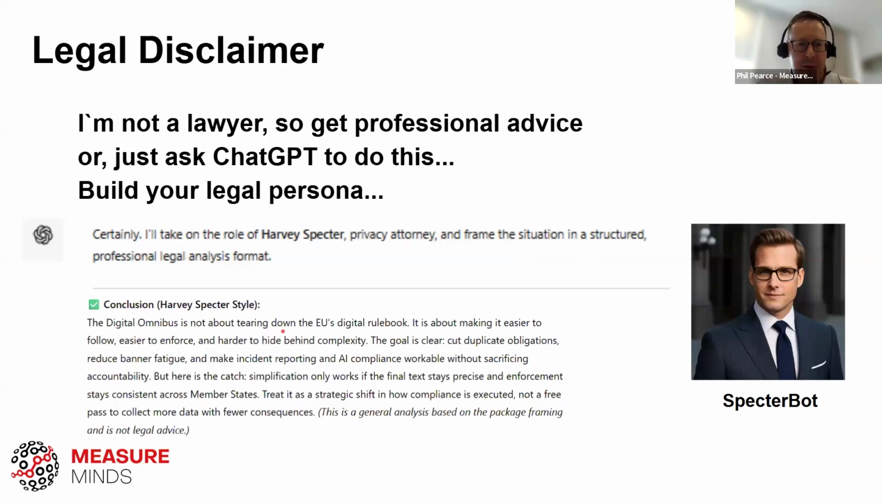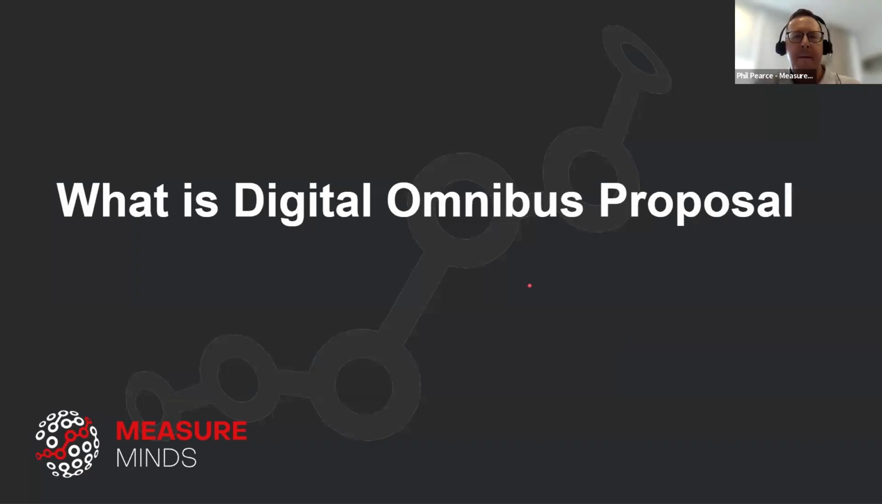Omnibus is not just about tearing down the EU digital rule book; it's also about making it easier to follow, enforce, and less complex. Cut out duplication, reduce cookie banner fatigue, and simplify things. It's also to help with the pending AI need to train data and have consent to do it. So simplify and allow for competitiveness with Europe versus other countries.